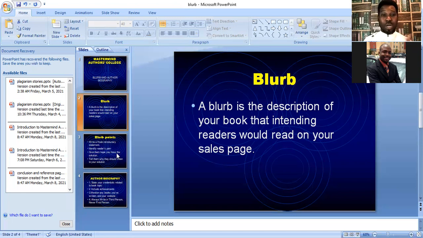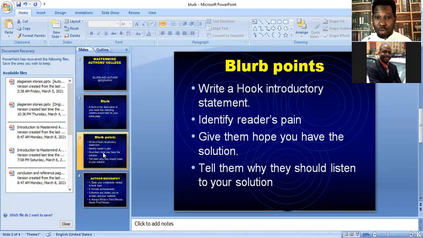Good. So that is what a blurb is. It is your book description. So how do you write a blurb? What should be in your blurb? Now, just the way you write a book synopsis and a book introduction, you want to use what we call a hook. So you write a hook introductory statement.